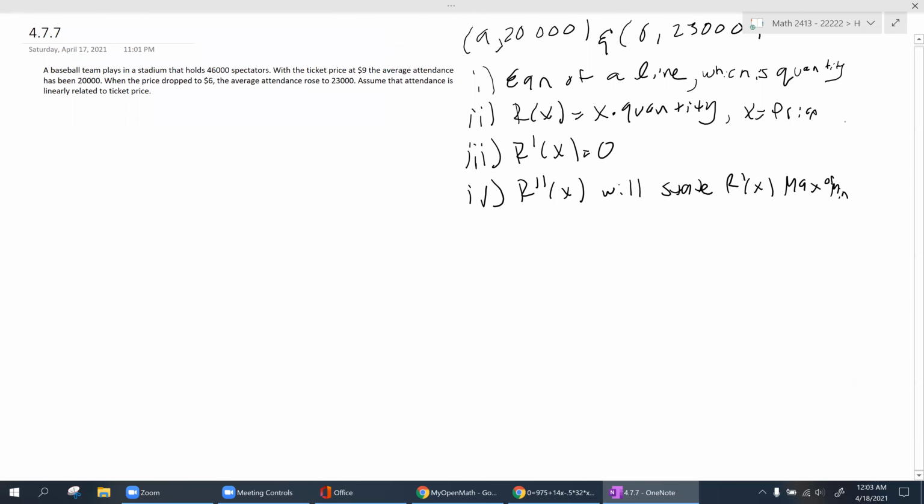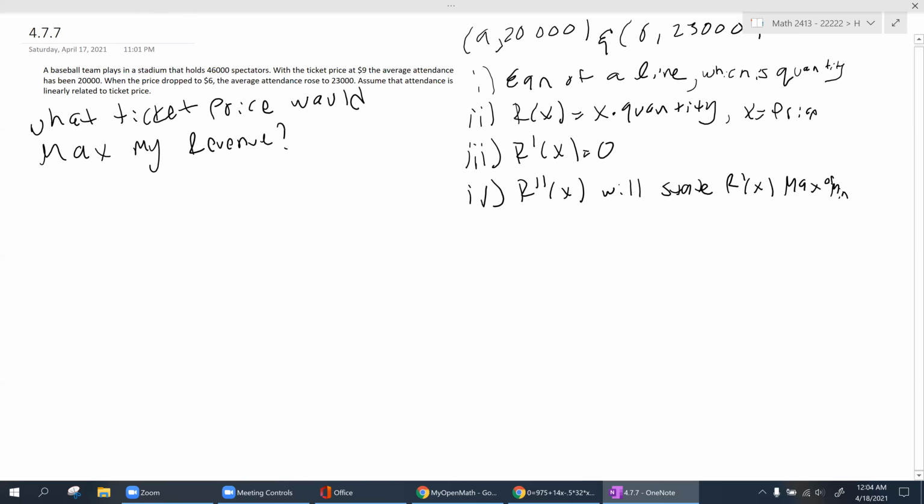I have another one. A baseball team plays in a stadium that holds 46,000 spectators. With the ticket price at $9, the average attendance has been 20,000. When the price dropped to $6, the average attendance rose to 23,000. Assume that the attendance is linearly related to ticket price. And the question I want to ask here is, what ticket price would maximize my revenue? Real world life problems, right?